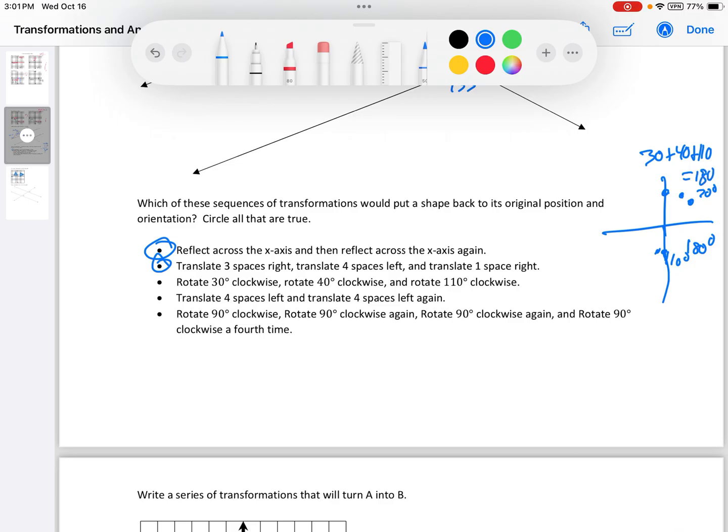Is that bringing you all the way back? No, bringing you all the way back would be 360 degrees, and it doesn't go 360 degrees. So that one does not return it to its original position and orientation. Next.